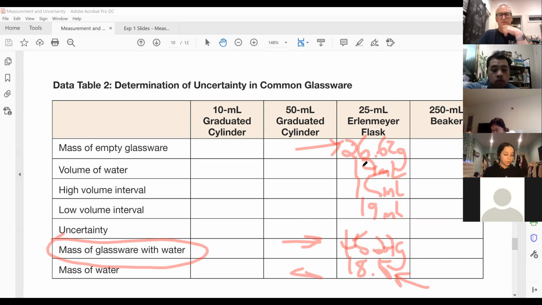In those 2 rows, high volume and low volume, are we writing 0.5 plus or minus, or is that not what we're supposed to write? I think, for instance, the one I said: if it was 40 mils on the 50 mil cylinder, and you can measure with half a tick, each of these ticks is 1 mil. So I would say the low volume would be 39.5 and the high would be 40.5. That will give you an idea of what the uncertainty would be.